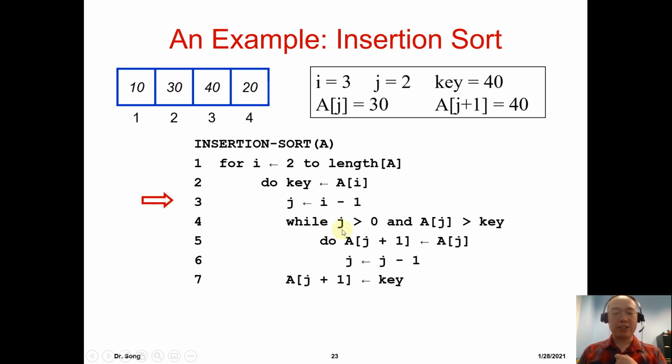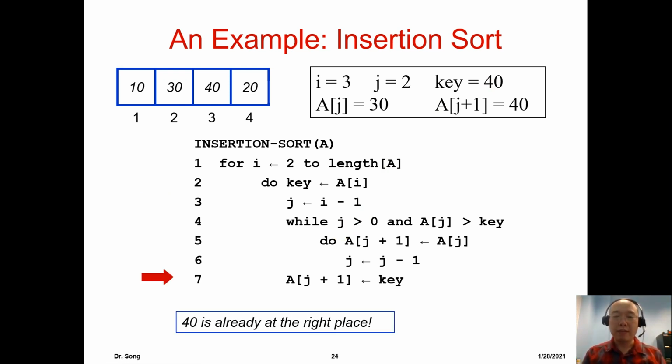Let's check this condition. J greater than 0, that is true because J is 2. And then A[J] greater than the key: A[J] is 30, and the key is 40, so no, that's not true. So this condition on line 4 is not true, and we skip the entire iteration and go to line 7. Line 7 assigns the key to A[J+1], so we are putting the key 40 at index 3 again.